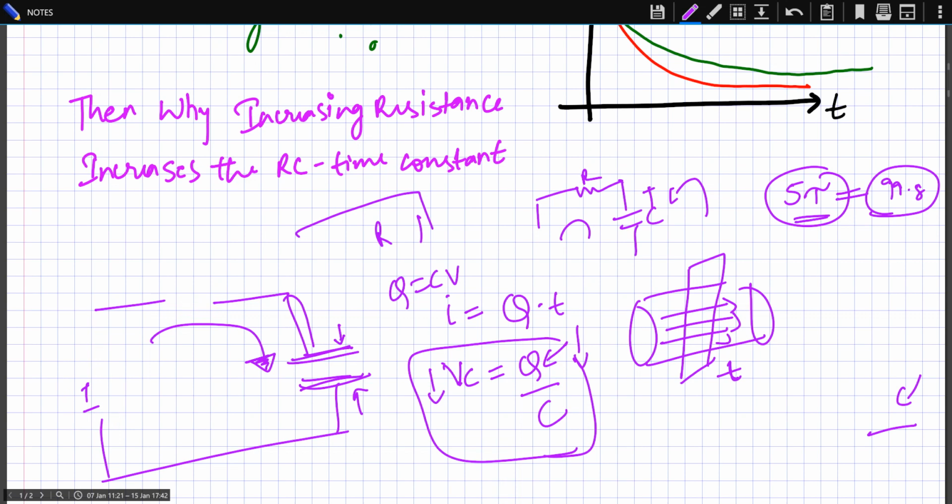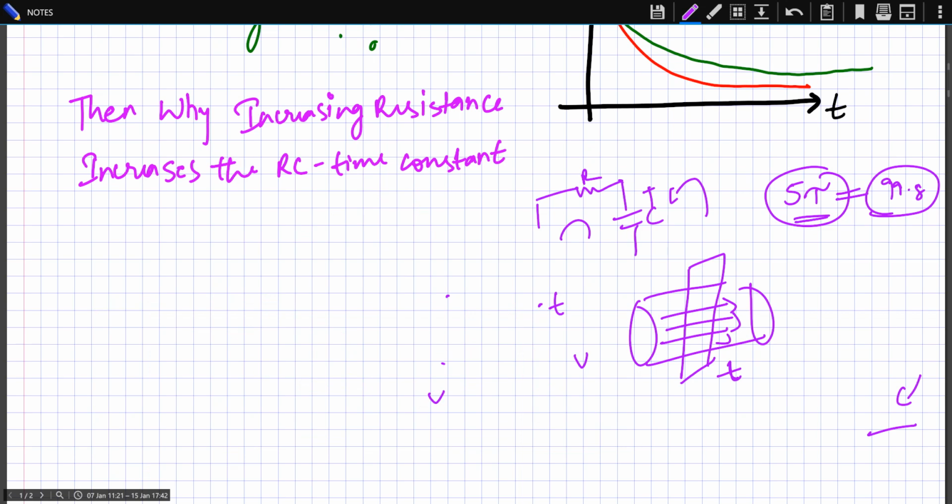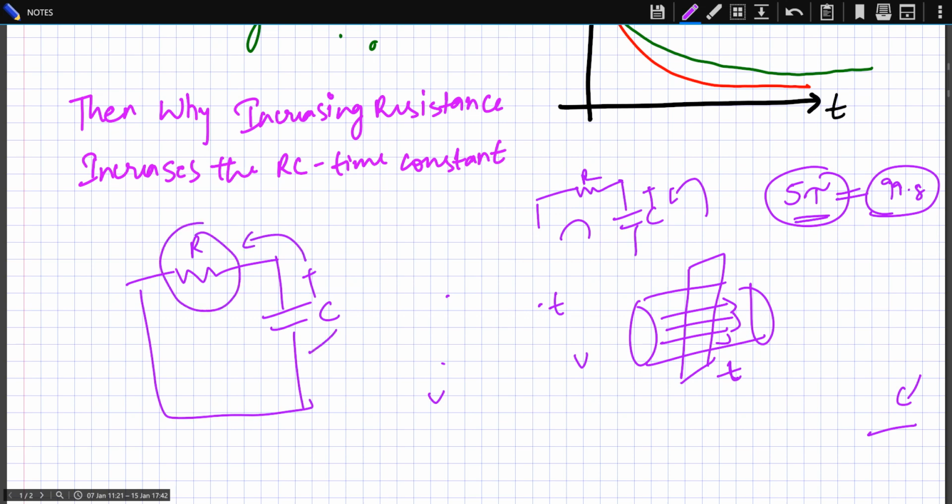But what about the RC discharging network? When there is a source free RC network, with R and C, the capacitor will be discharging. So intuitively thinking, if the resistance increases, what do we know? If the resistance increases, the loss should be higher. So the capacitor should take less and less time to discharge completely.